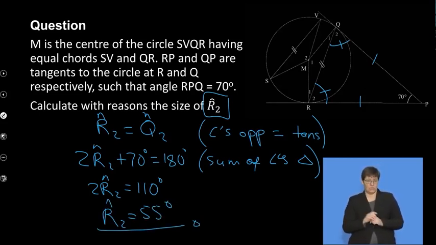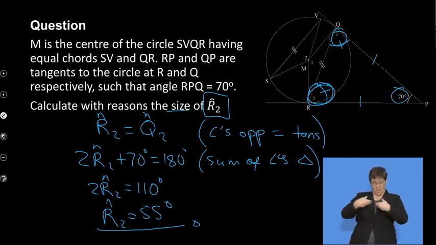So the first golden thing to think about here is what is the relationship of R2 with R1, because the only value I have is 70 degrees. And when I say I want the size, it means you must use the given value. So you can't go into any other shape other than this particular shape.